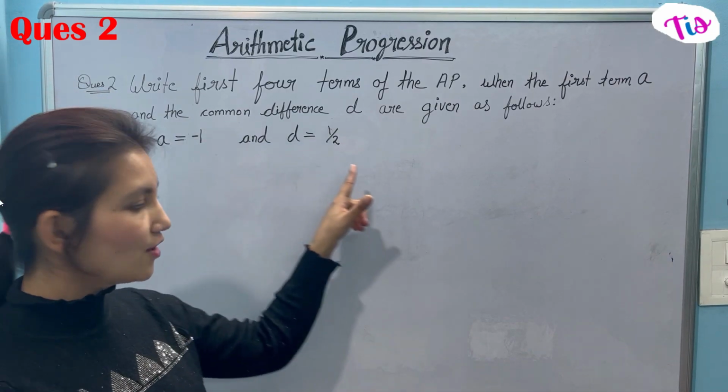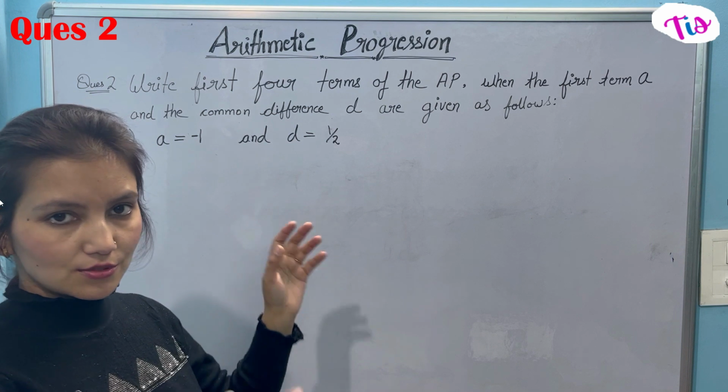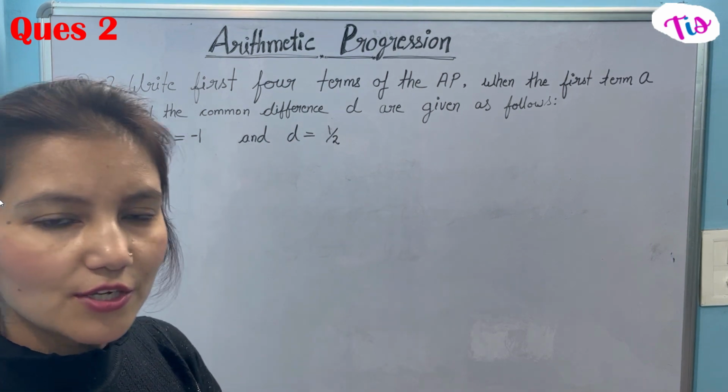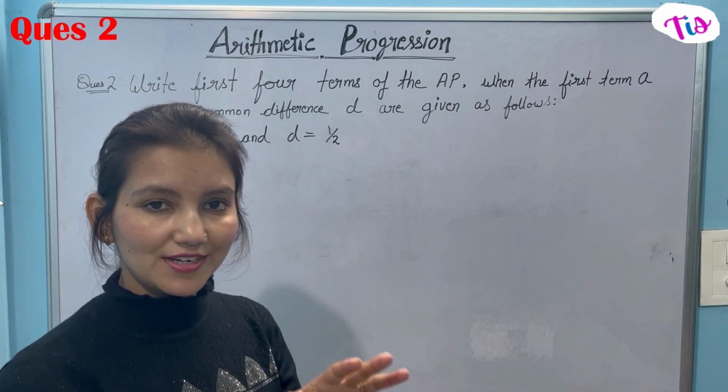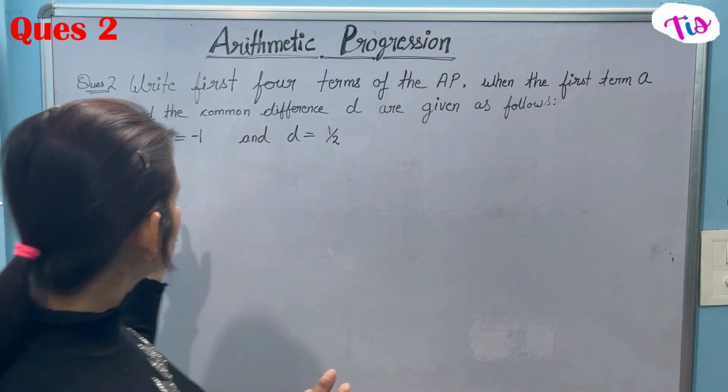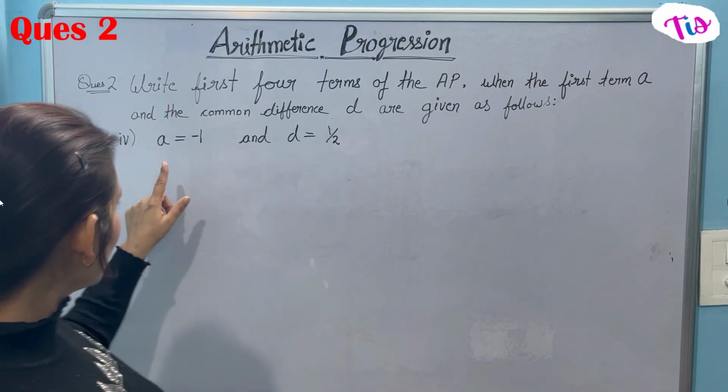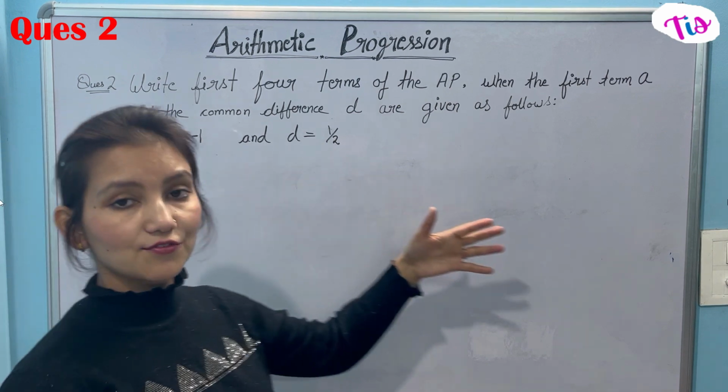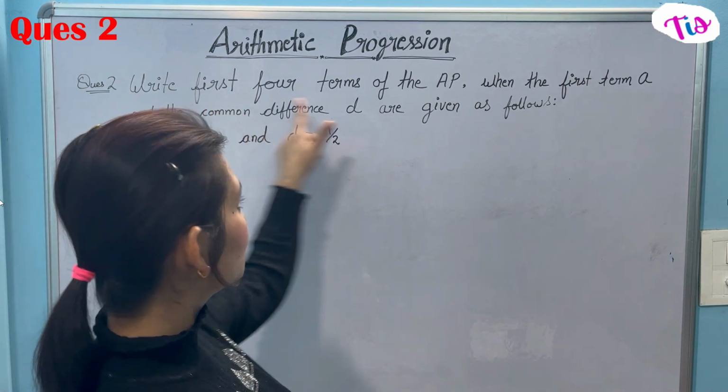Here is part 4 of question number 2. As I said, the rest of the subparts you can do. I'm just solving the questions which are different and a little bit difficult. So this is part 4. A is -1 and D is half, 1 upon 2, and you need to find out the first 4 terms.